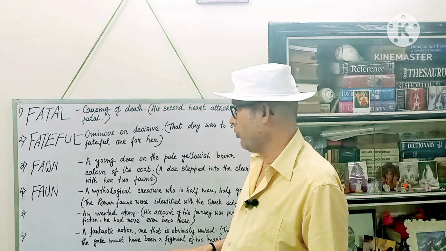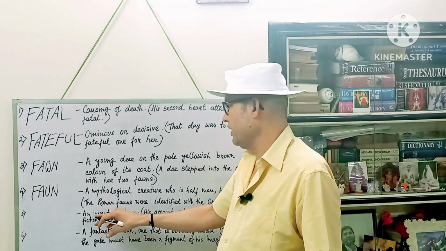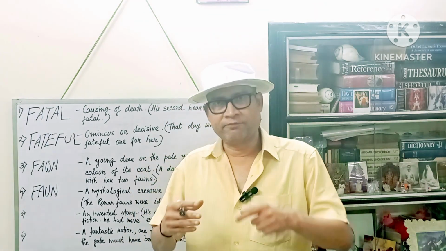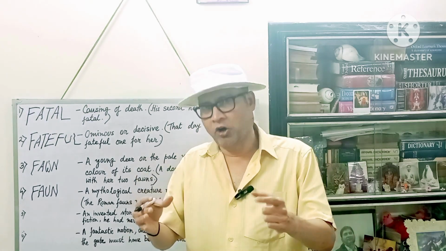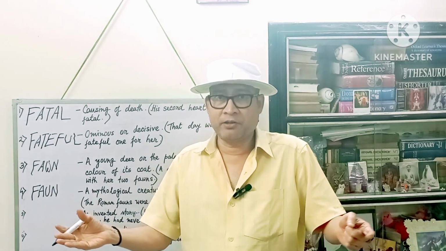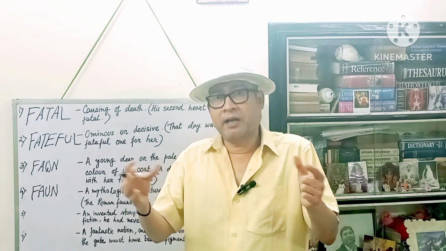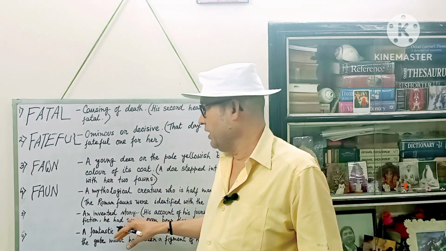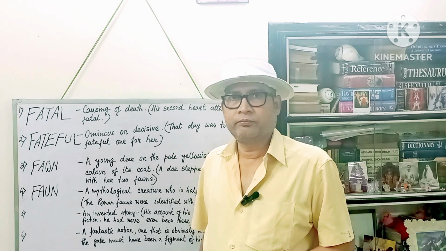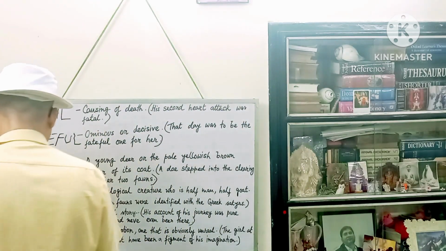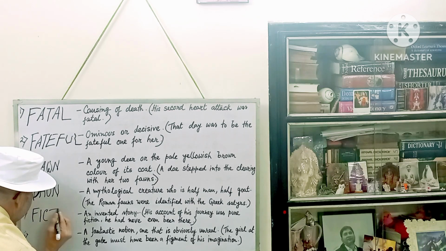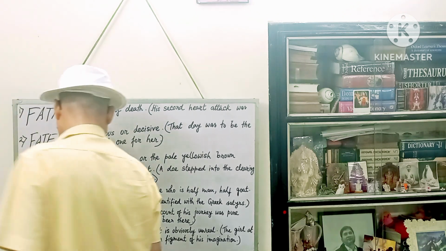All right. Now let's move on to number five. And number five is the meaning is an invented story. A fabricated story, a concocted story, which hasn't happened perhaps, but somebody is cooking up that story. Okay, making up that story. So an invented story, seeing the meaning you understand, it requires a noun here. And what is the noun? The noun is fiction. F-I-C-T-I-O-N. Fiction. The word is fiction.